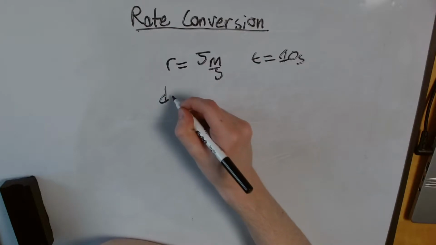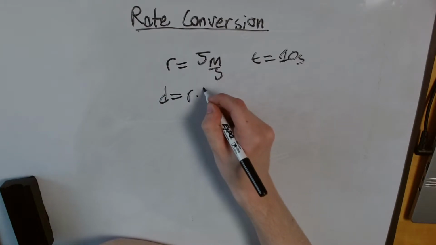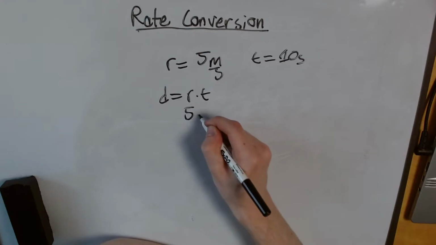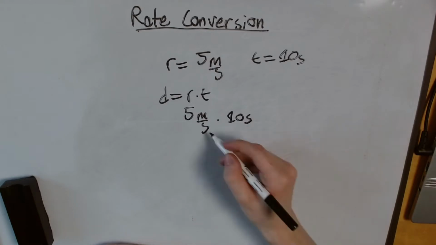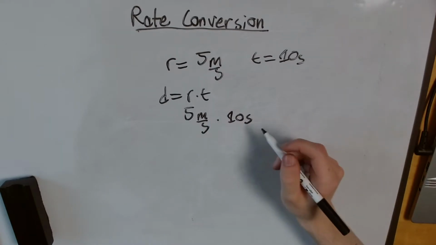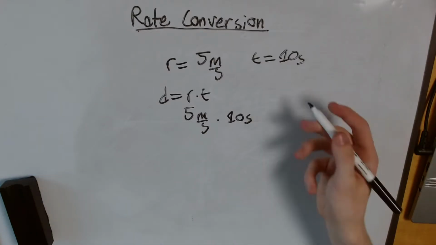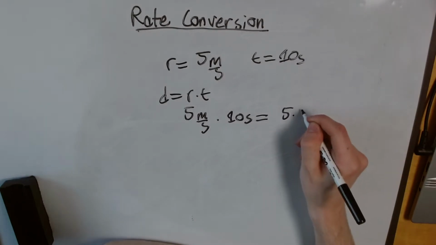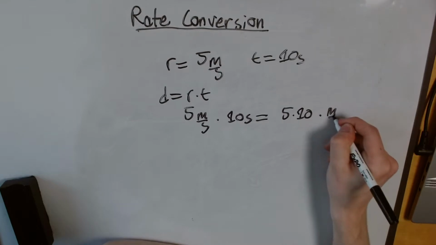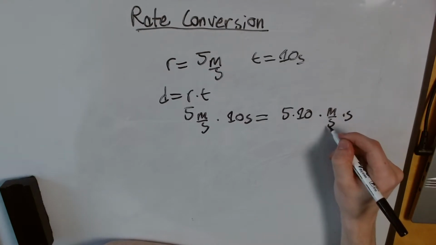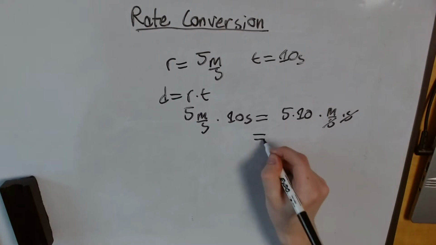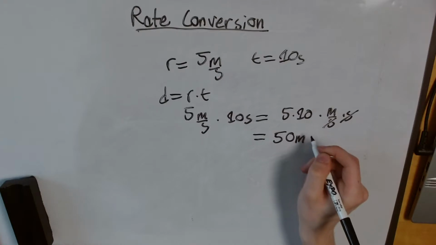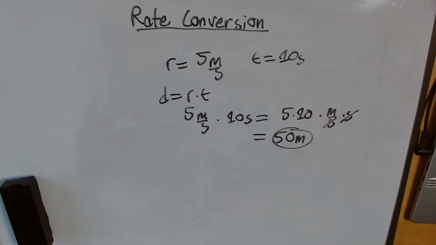Well, I know distance, how far I traveled, is equal to rate times time, which is equal to 5 meters per second times 10 seconds. And if we were to imagine these meters per second and seconds as algebraic units, we could cancel them. We'd have 5 times 10 times meters per second times second. Of course, the seconds are in both the numerator and the denominator, so they cancel out, and I'm left with 50 meters as my total distance. That seems easy. But why do I need to worry about rate conversion?